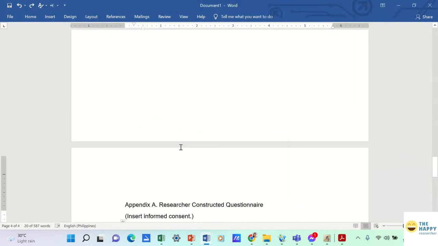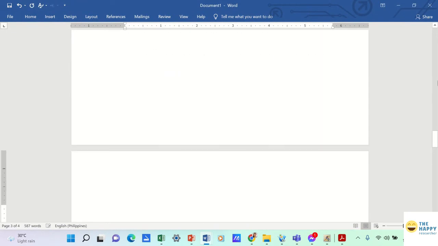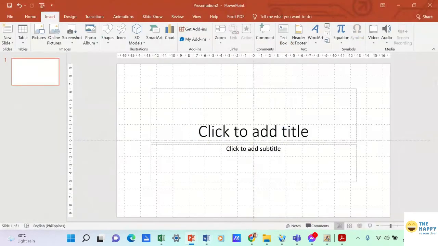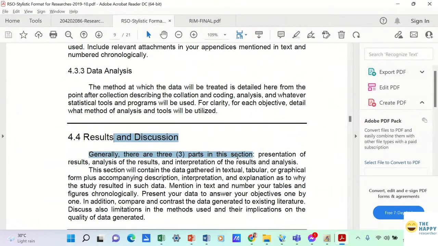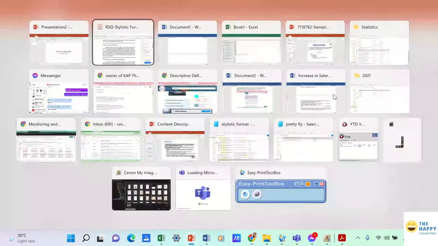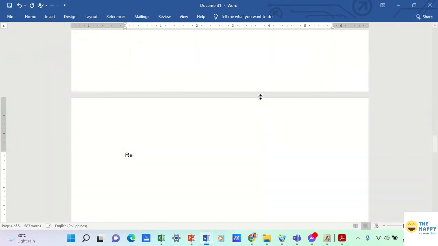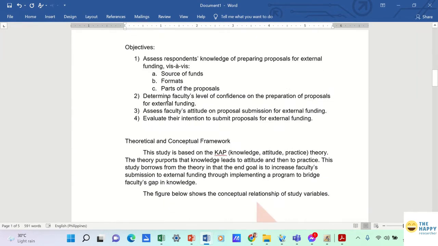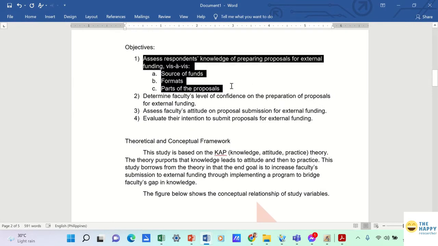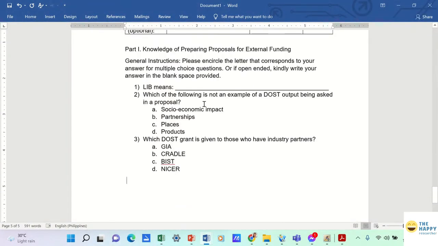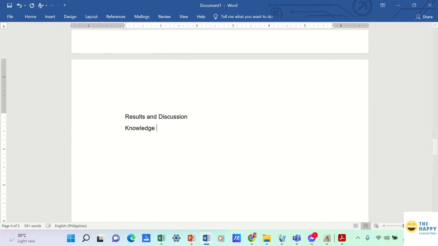Now we will show how a results and discussion is made. Basically, your results and discussion just follows the order in which your objectives are written. The first of the objectives is to assess respondents' knowledge. So this is the first section that we will have for our results and discussion.